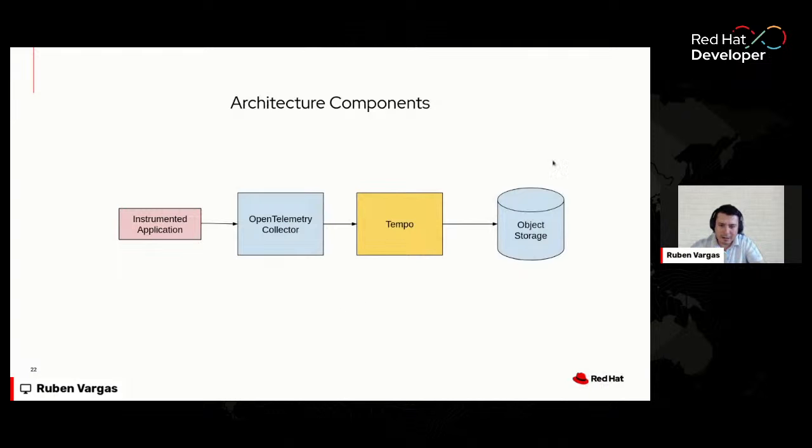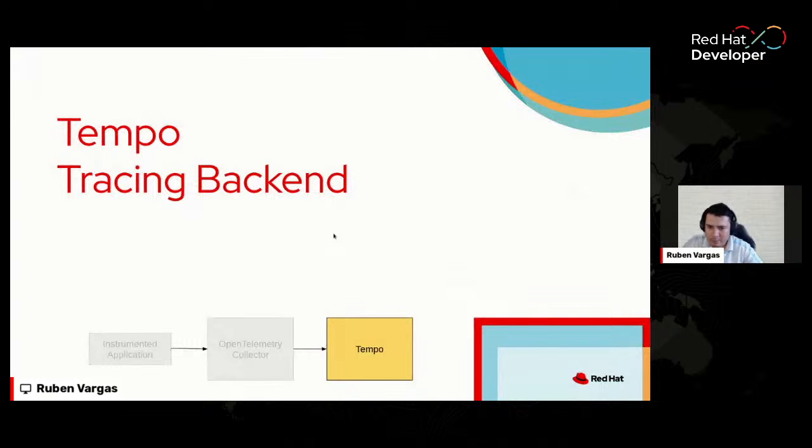So overall, the architecture is composed of these components: the instrumented application that we need to instrument in order to generate the traces, the OpenTelemetry collector, and the Tempo component, which uses object storage to store the information in a more permanent way. I forgot to mention that OpenTelemetry has its own operator and Tempo has its own operator. These two operators are gonna help us to easily deploy this on OpenShift or on Kubernetes.